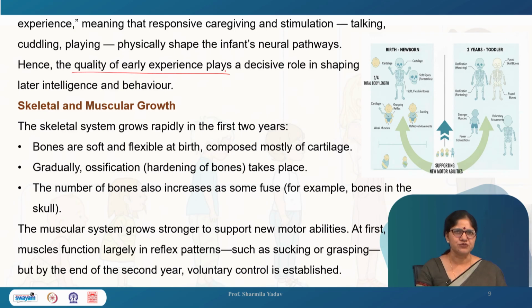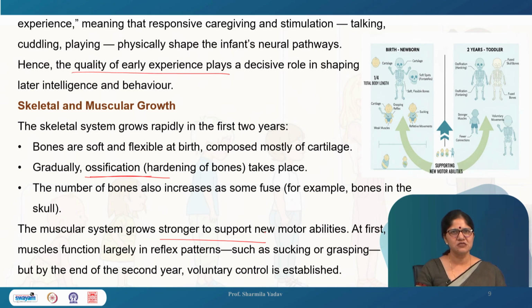Skeletal and muscular growth. The skeletal system grows rapidly in the first 2 years. Bones are soft and flexible at birth, composed mostly of cartilage. Gradually, because of the process of ossification, hardening of bones takes place. The number of bones also decreases as some fuse, for example, bones in the skull. The muscular system grows stronger to support new motor abilities.